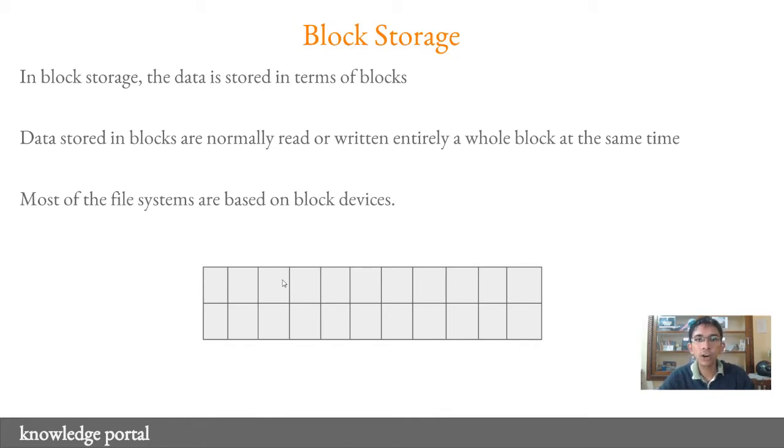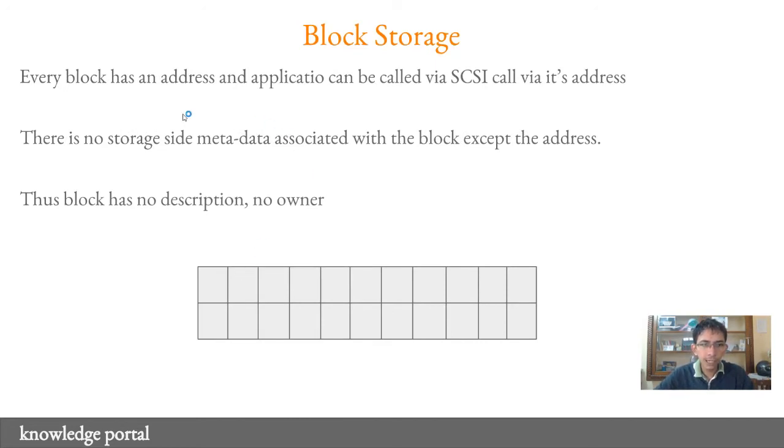So if you have data of, let's assume 8096 or 8 KB, then you will have two blocks which will be allocated. If you have 12 KB of data, then there will be three blocks which will be allocated. So it all works based on blocks. Now, one more important thing to remember is that data stored in blocks are normally read or written a whole block at the same time. And most of the file systems that we speak about, like for Windows we have NTFS or FAT, for Linux we have ext4 or XFS. Those file systems all are based on block storage.